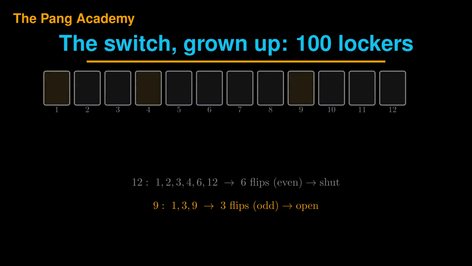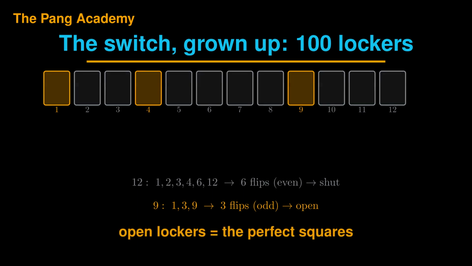So why are most of them even? Divisors come in pairs, d and n over d. The only numbers with an odd count are the perfect squares, where the middle divisor pairs with itself. So the open lockers are exactly the perfect squares. The same squares we just built from the odds.